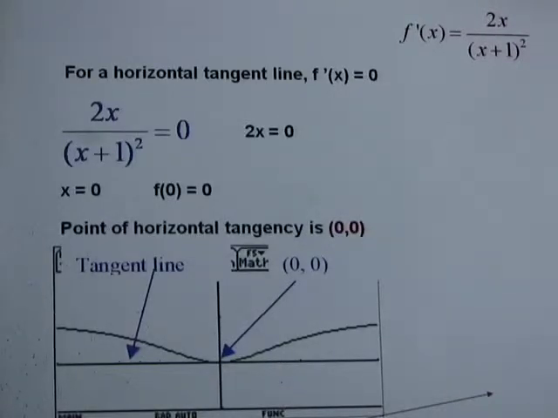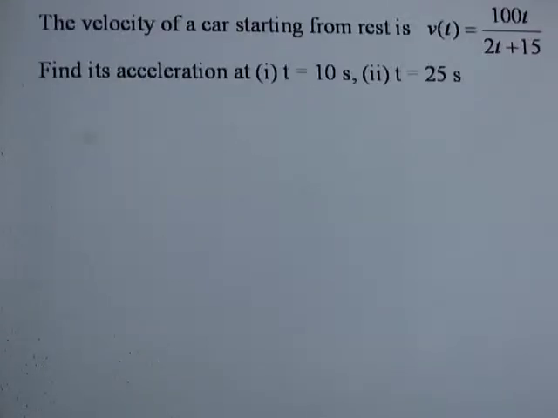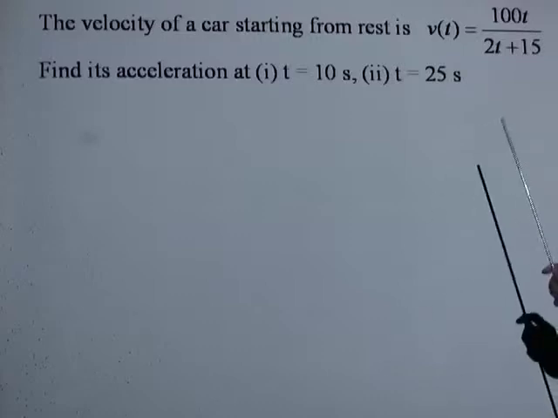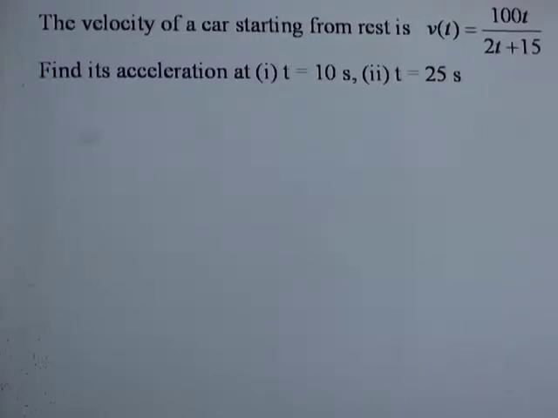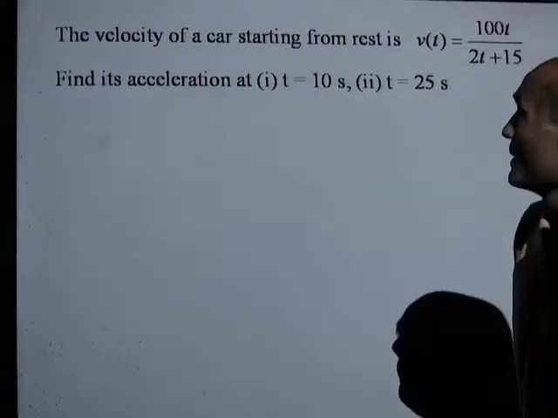Okay, let's try another one. The velocity of a car starting from rest is v of t equals 100t divided by 2t plus 15. Find its acceleration, one, at t equals 10 seconds, and two, at t equals 25 seconds.